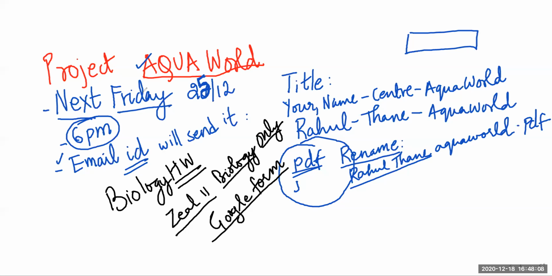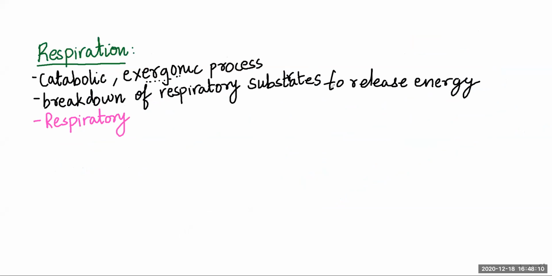So, respiration is the chapter that we are starting with. Just basics of respiration first. Respiration is a catabolic process. Catabolic means it is causing breakdown. Exergonic, exo means out, erg means energy. So it's a catabolic exergonic process. It's actually involving the breakdown of respiratory substrates to release energy. So what are the various respiratory substrates? What is broken down to release energy?